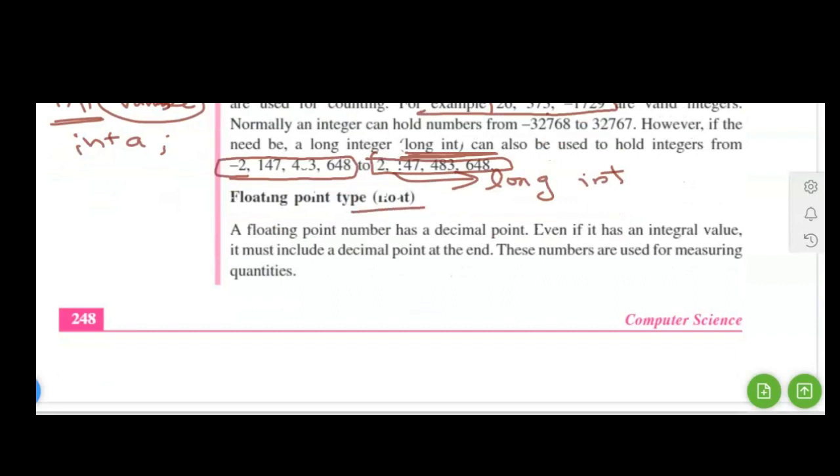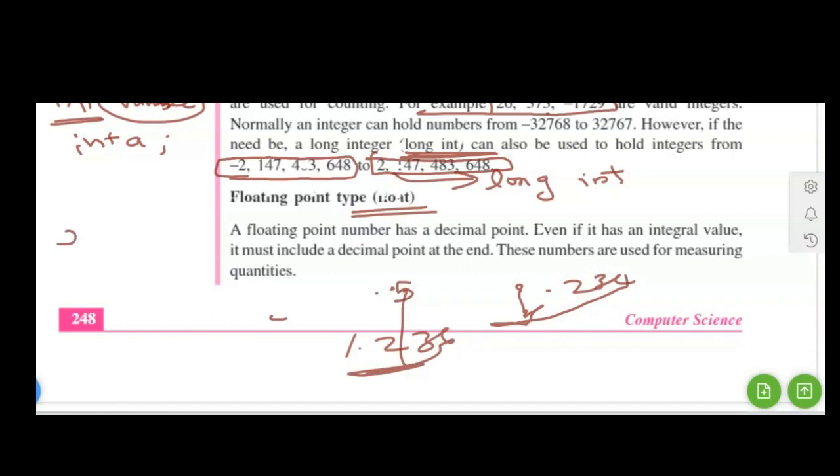Next one is float. Float means it takes decimal values. That means if you want to use 0.5, 0.234, or 1.236, you have to use float. You write it like float ABC, and it will take 2.3. So like this you have to mention the type of data that this variable ABC takes. It says it is float, so it will take a float value. If you enter 2, it will take 2.0 this way.